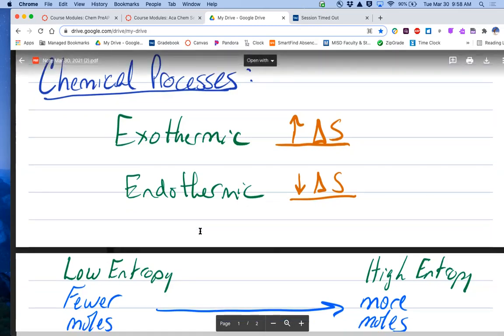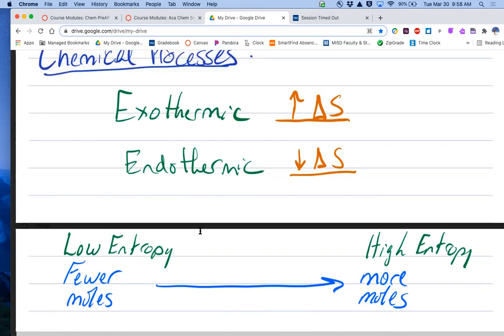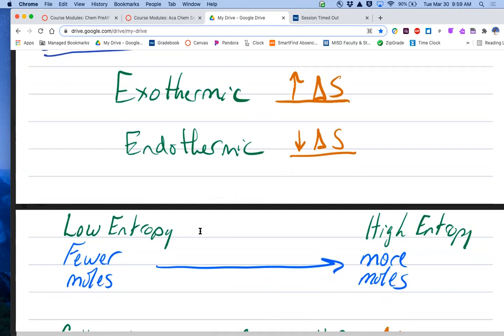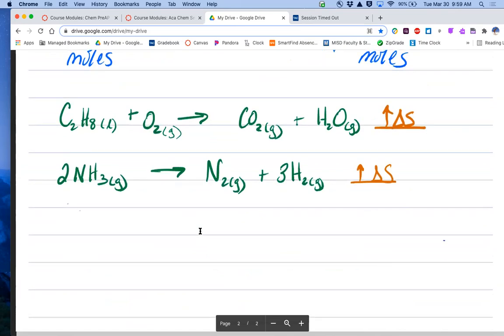Moles also affects it. So if states of matter are tied, you can look at moles. Low entropy, fewer moles. High entropy, greater number of moles. So we're talking about more and greater and less, less and greater on each side of the reaction arrow. So for example, these two both have an increase in disorder. See if you can see why before you copy it down. Give me a second. I want you to see if you can see why, and then I'll scroll back up and let you write.